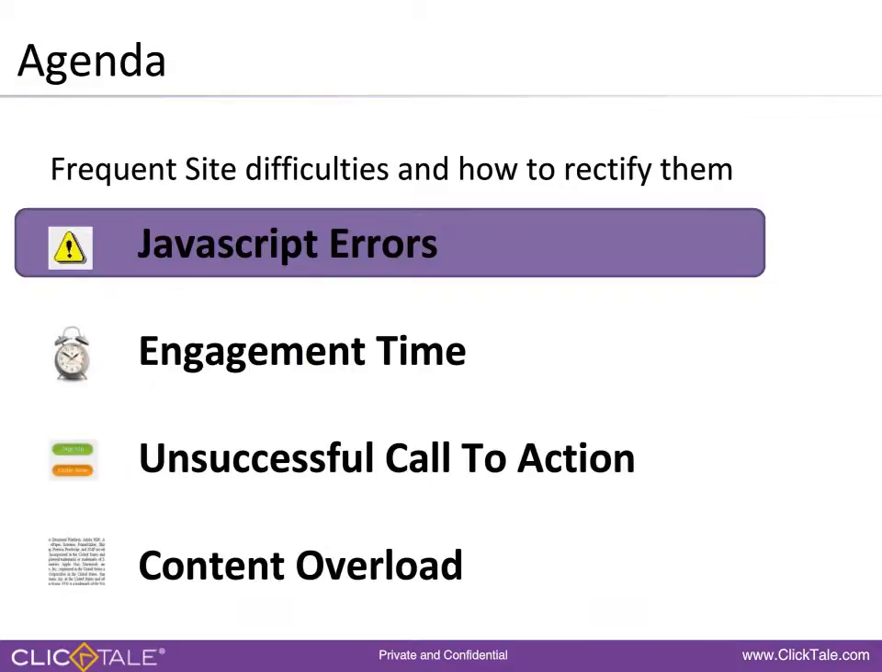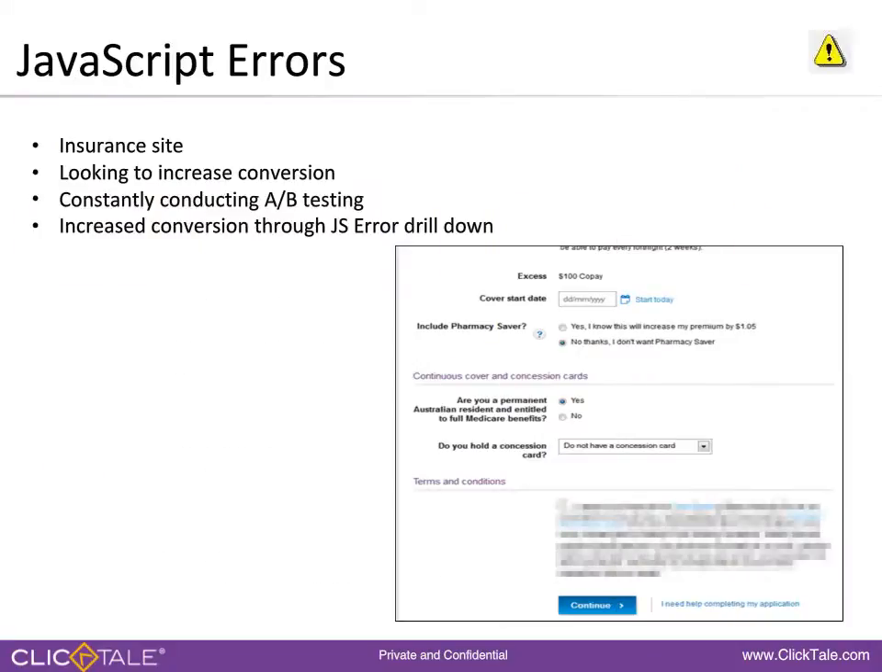So first I just wanted to show you an example of a customer that has worked with us for quite some time now. They're an insurance site. They have several sites for different countries throughout the world. And basically their idea when they first came to us is to look on increasing their conversion. This is a type of company that is constantly conducting A/B testing in order to improve their conversion, in order to improve their user experience.